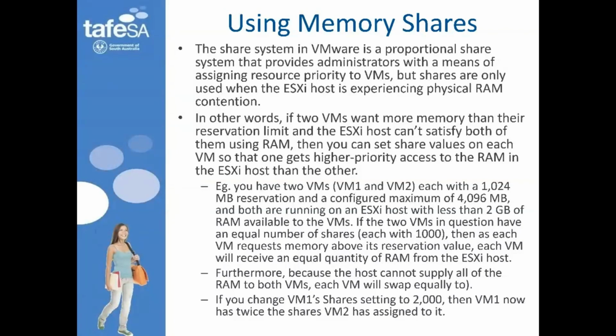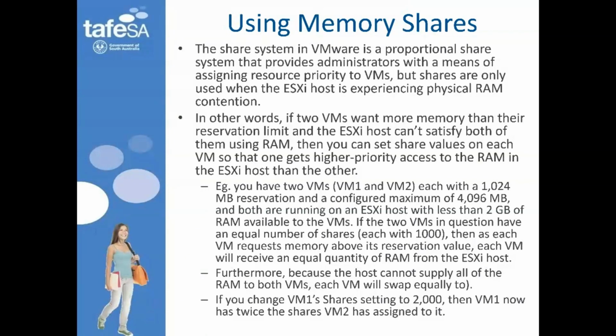Okay, so let's say Roman and Alexi. Okay, you both want RAM, but we'll give you different shares. Okay, so you have 2 VMs, Roman and Alexi, with 1 gig reservation each, so you guarantee 1 gig of physical RAM, but you have a maximum of 4 gigs, so you've got 3 gigs somewhere. Okay, so obviously if it's not physical, it could be virtual. All right, both are running on ESXi hosts with less than 2 gigs of RAM available to the VMs.